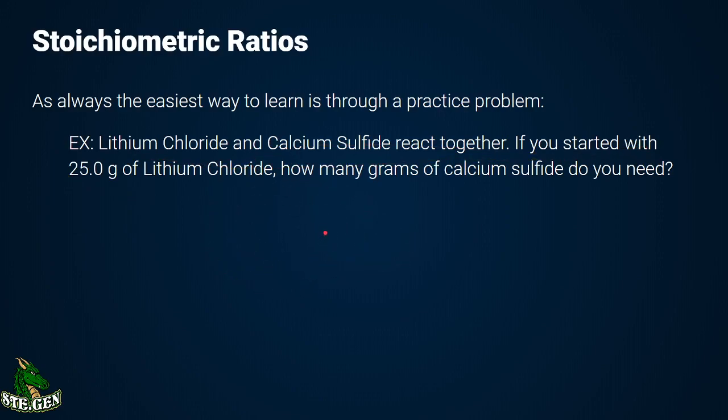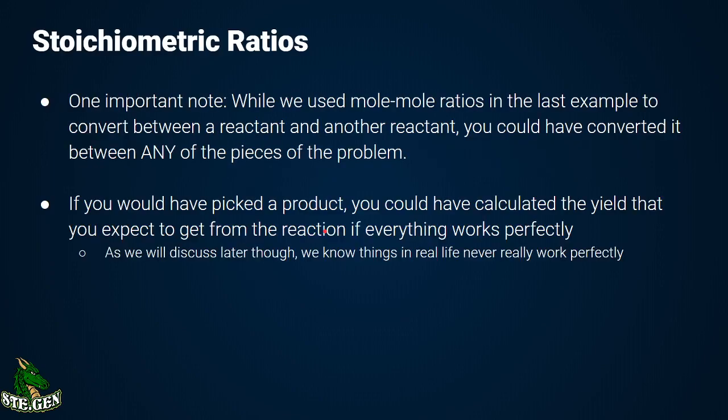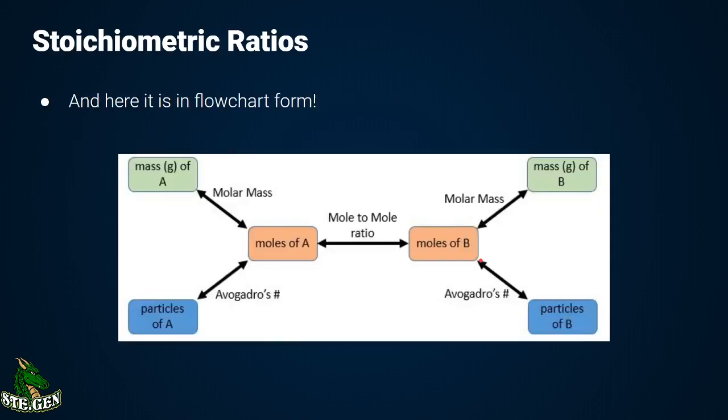Let me double check and make sure there's nothing after this that I want to talk about. Okay, yeah, so in that problem, we're going to be converting between one reactant and another, but you can convert between any piece in the problem. If you pick a product, you can just calculate the yield that you'll get. We're going to discuss that a little bit later on, though.